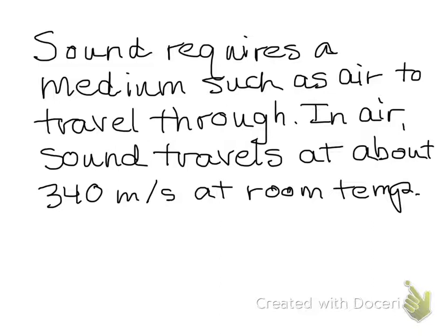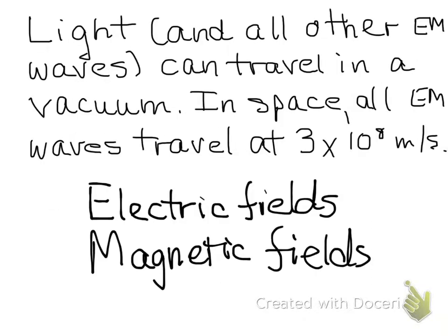In air, sound travels at about 340 meters per second at room temperature. As the temperature goes up, sound travels a little bit faster, but it is much, much slower than the speed of electromagnetic waves, of which light is one. So light and all other electromagnetic waves can travel in a vacuum. In space, all EM waves travel at 3 times 10 to the 8 meters per second. Now the waves travel as an interaction of electric fields and magnetic fields.